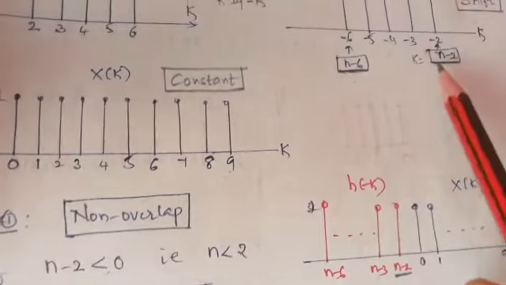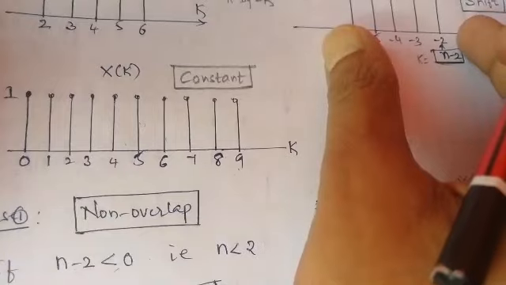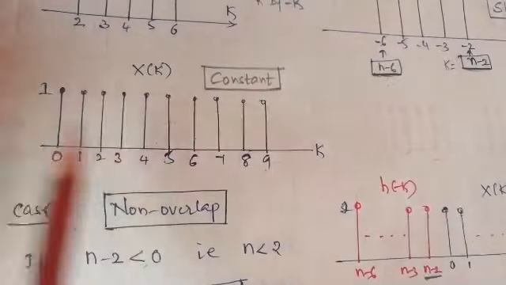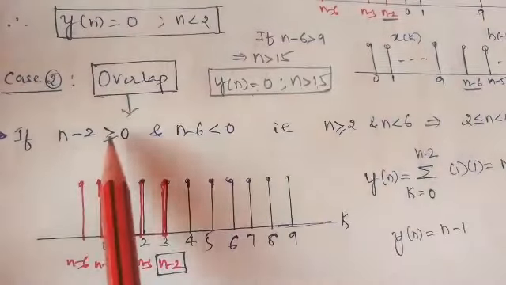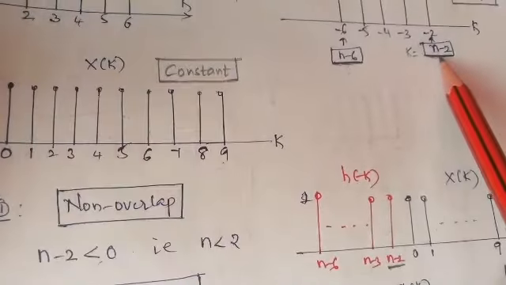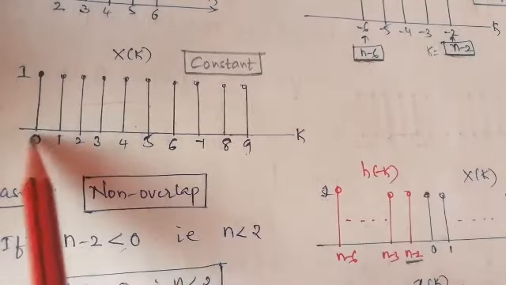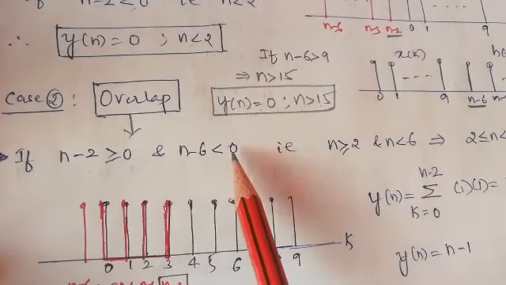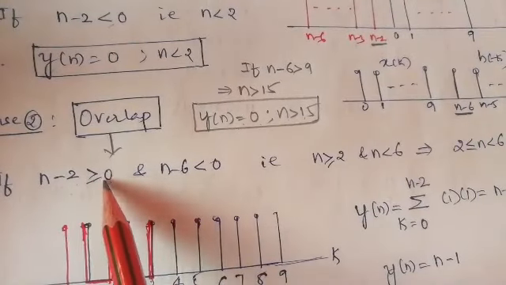Let us shift slowly, taking the first point and shifting from left to right: pick the second signal and place it over the first signal, shifting slowly from left to right. First case: n minus 2 is greater than or equal to 0 at one end, and the other end n minus 6 is less than or equal to 0. That is, n minus 2 is greater than or equal to 0 and n minus 6 is less than 0. Taking 2 to the other side, n is greater than or equal to 2.